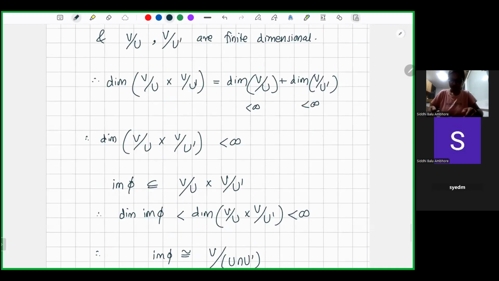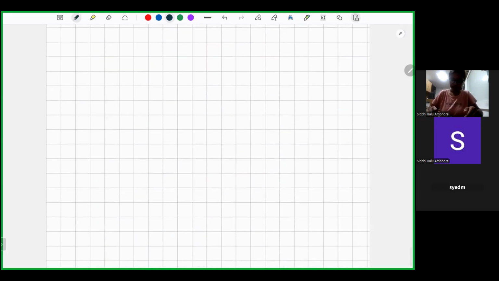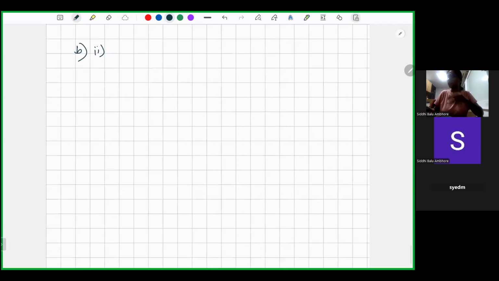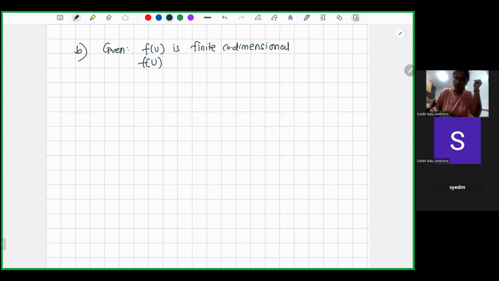The second part is that we have to show that, given that f of V is finite codimensional, f of U is finite codimensional. I hope that's the question. This is given, and now this is to show.